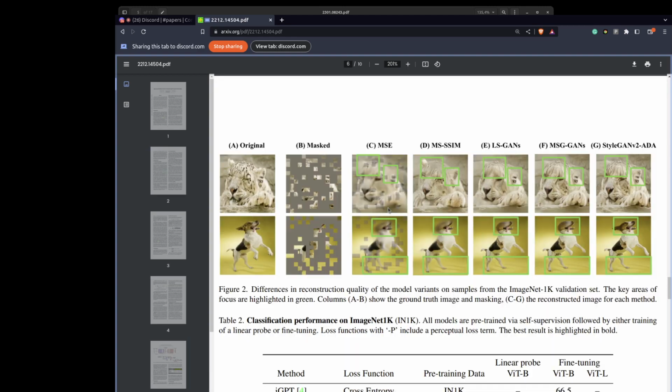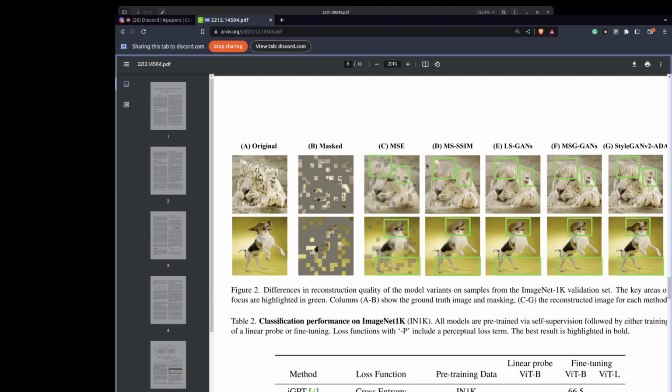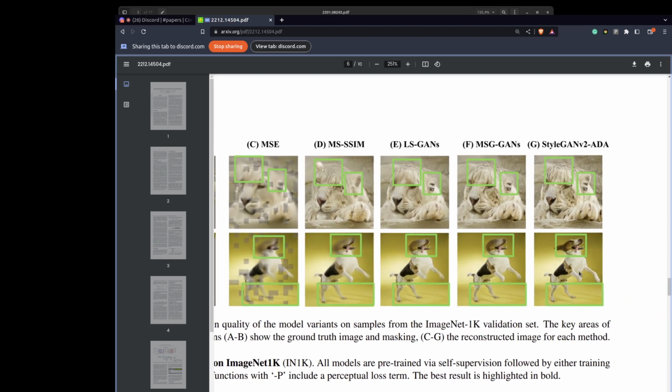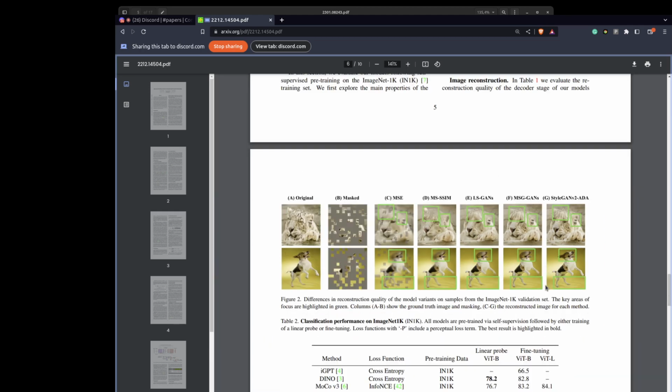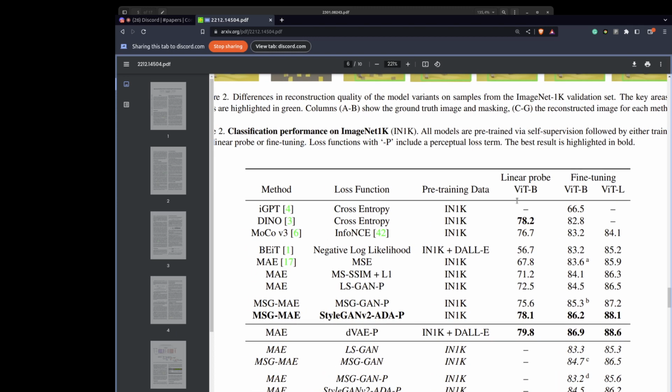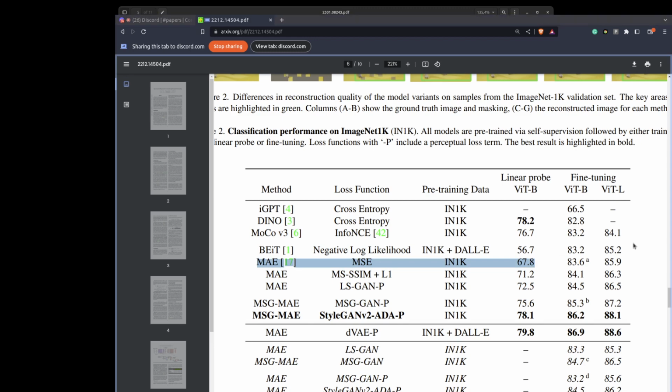So if you look here, this is what you will get with MAE using the mean square error, and this is with his method. You see that it's really able to get the right semantics of what is going on there. And this is the ViT base, DINO ViT base. They don't show that, but MAE, okay, 67.8.